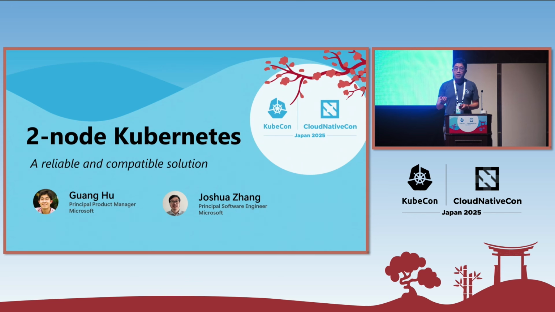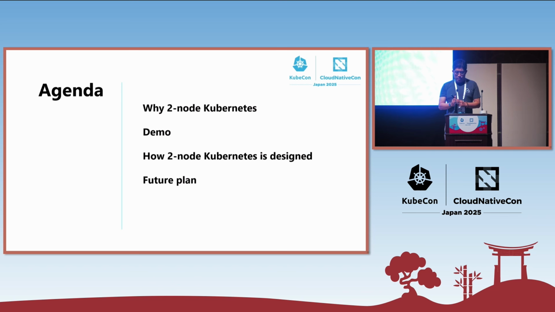Here's today's agenda. We are going to talk about why two-node actually matters, and how we are going to meet the customer requirement and resolve their problems. We are going to have a recorded demo, because we have to work with physical servers, to show you how two-node Kubernetes works in a bare metal environment, and how it can still be reliable after one node is down, all right?